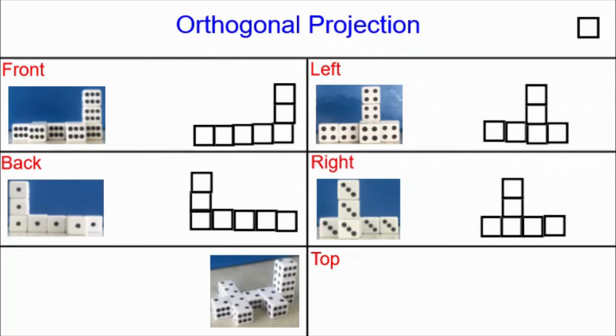Now finally, let's look at the top view. This is the one where we're seeing the 2s on the dice. And it looks quite different from the front, back, or left, right. And that helps us to see how useful it is to have the top view included in our orthogonal projections.